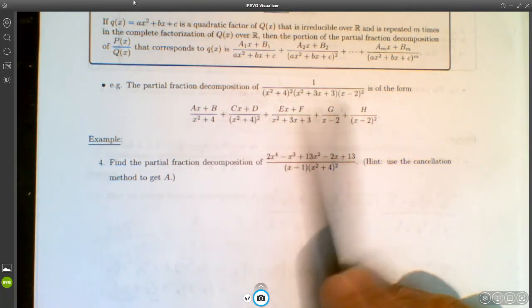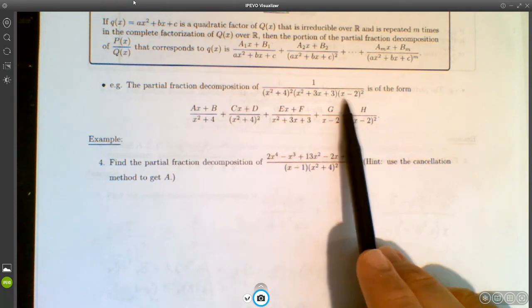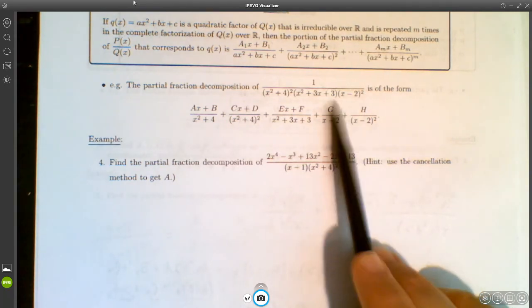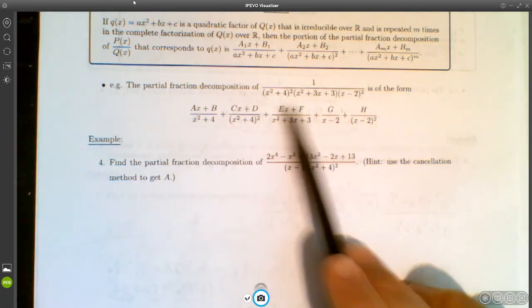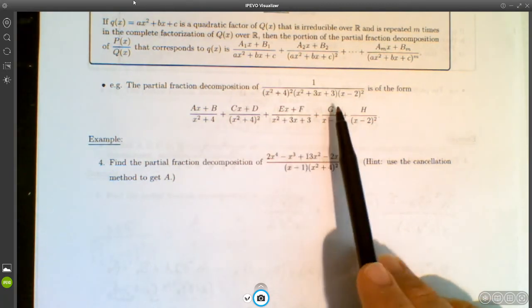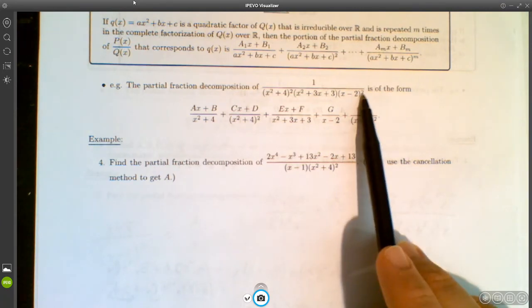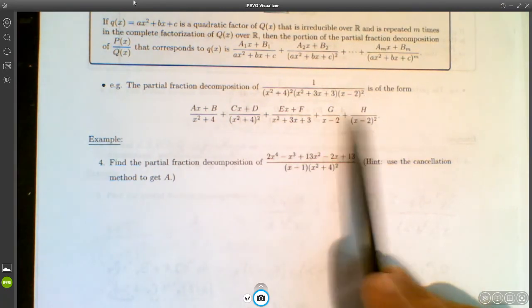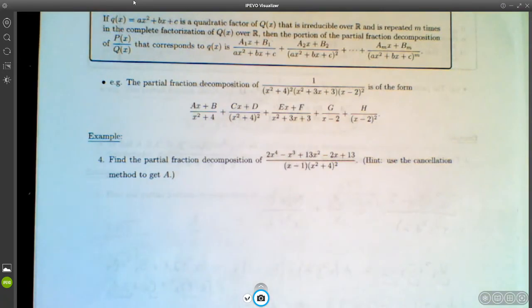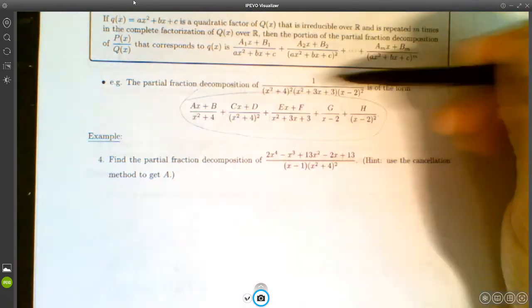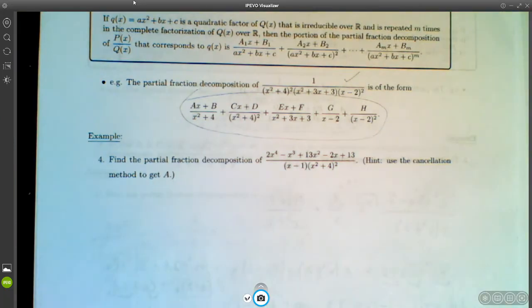Okay. And then we have x minus 2 squared. Well, this is just a linear factor, but it repeats twice. So linear factors just get a real number in the numerator, not a linear factor. They just get a real number. I have g over x minus 2, and then h over x minus 2 squared, right? I've got to have two copies where the exponent increases. That's the format of the partial fraction decomposition for this thing, okay?